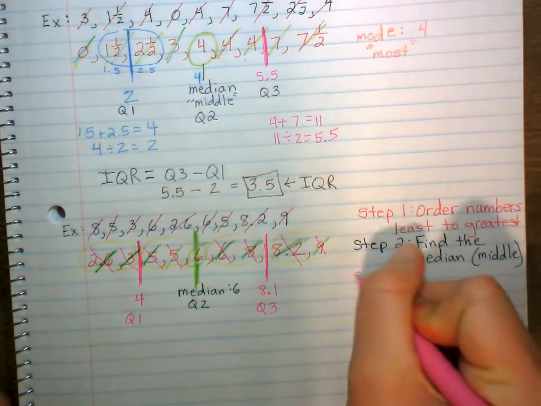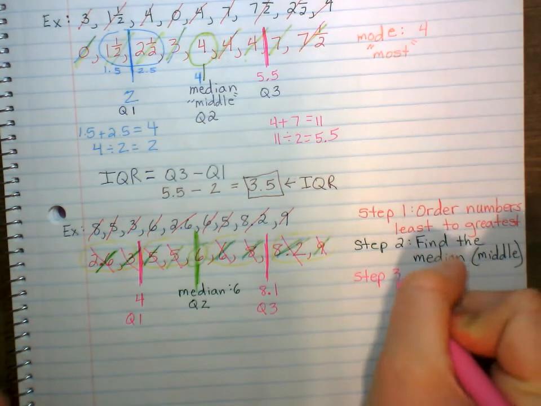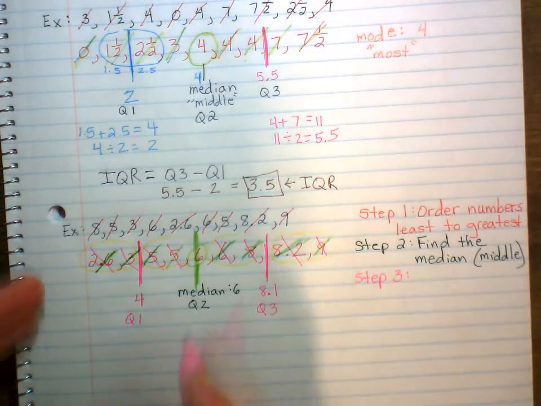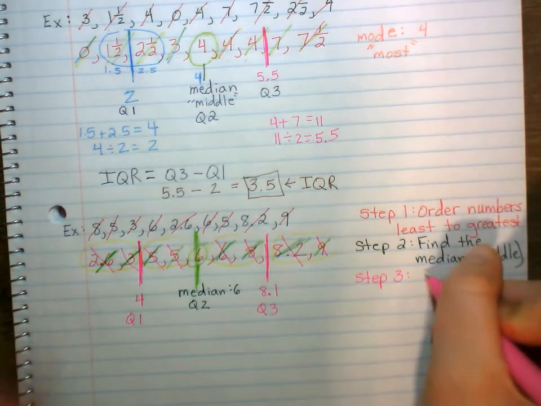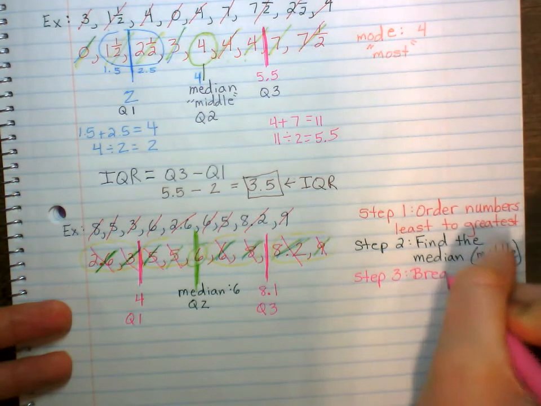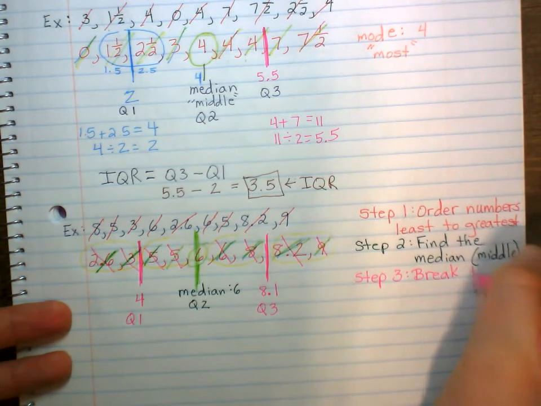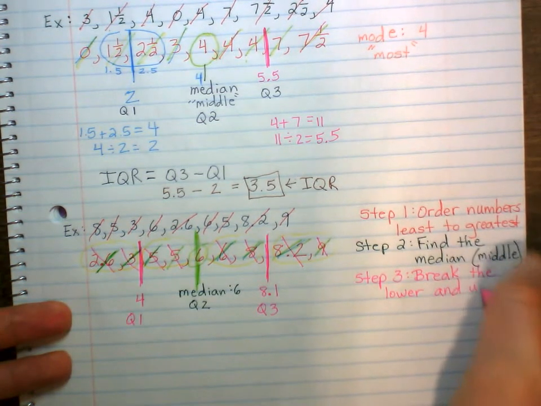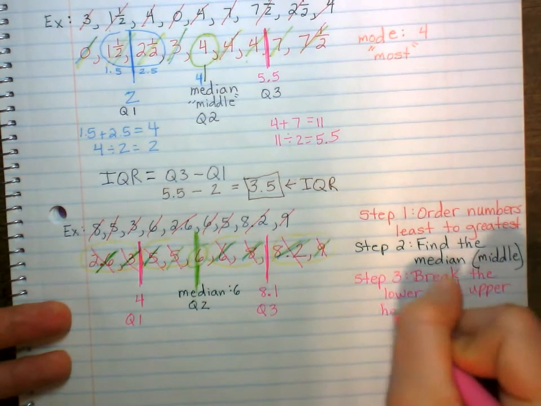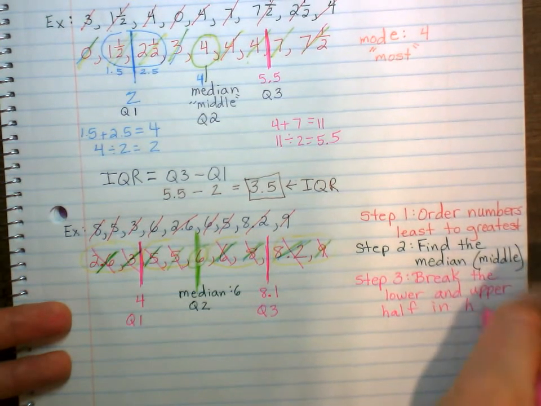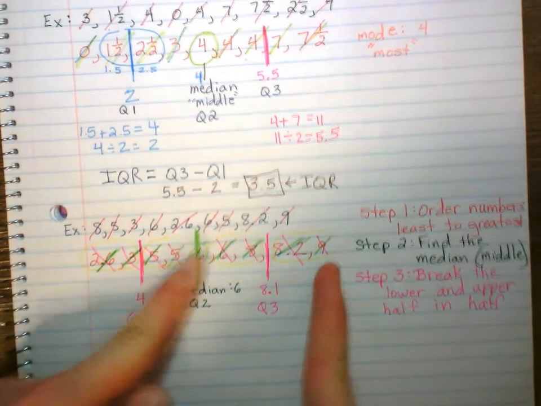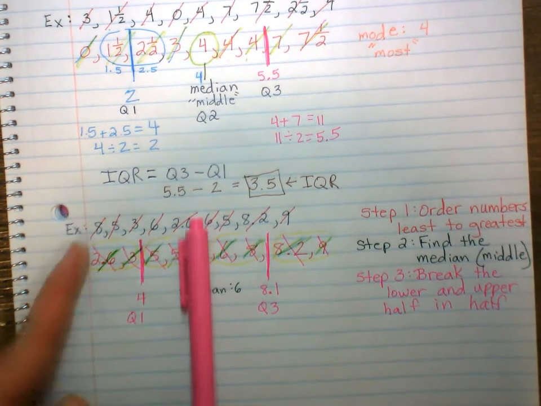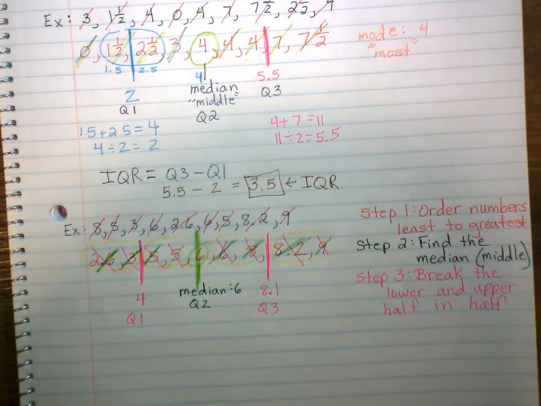So let's write down what we did for step 3. Step 3, okay? It's basically break each half in half, or find the median of the median. Break the lower and upper half in half. So we did the lower half, we did the upper half, and then we broke it in half again. We found the median of the medians. So these are the steps for interquartile range.